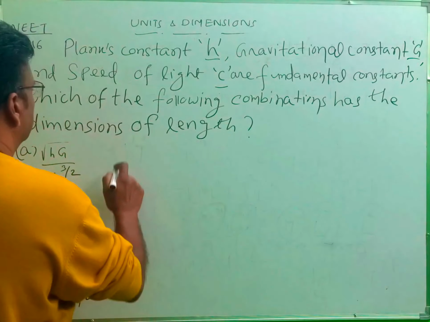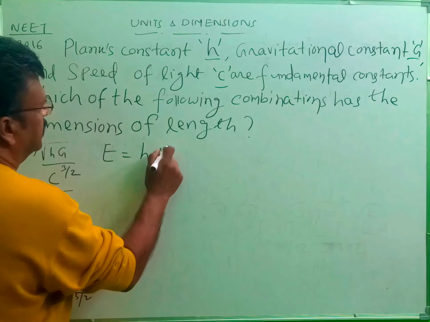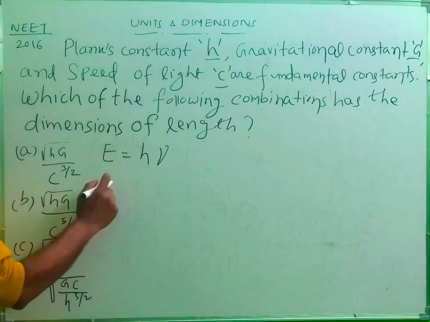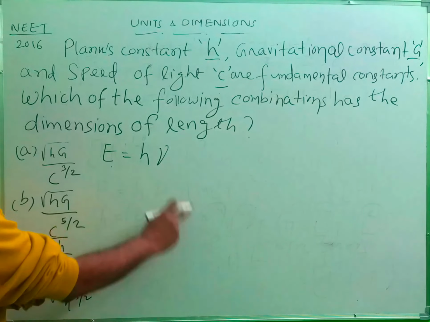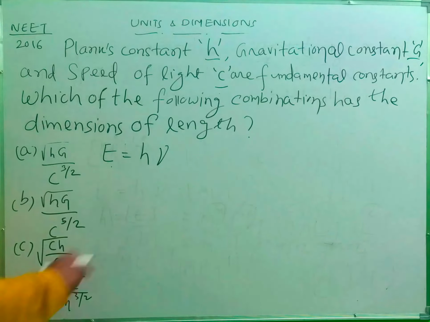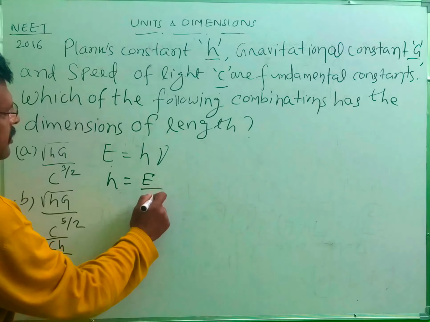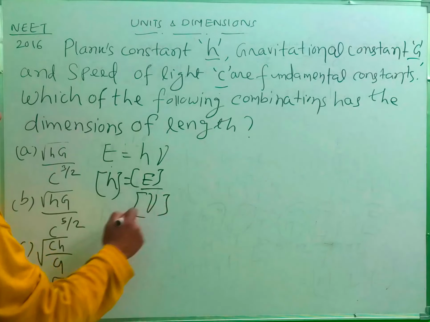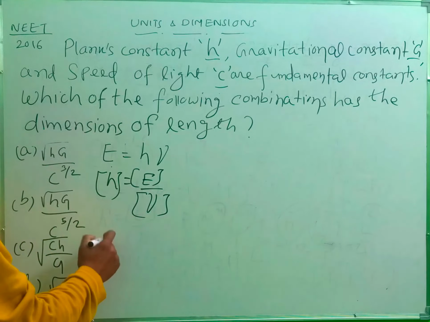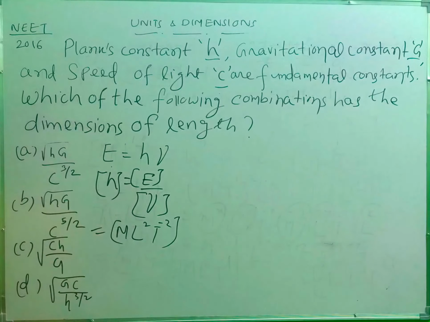What is the dimensional formula for h? We know Einstein's famous equation E is equal to h nu, where E is energy of the radiation, h is Planck's constant, and nu is the frequency of the radiation, students. From this equation, we know h is equal to E by nu. So the dimensions of h will be equal to dimensions of energy divided by dimensions of frequency. And what is the dimensions of energy, students? All forms of energy possess this dimension ML²T⁻².